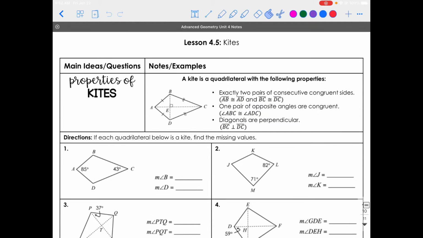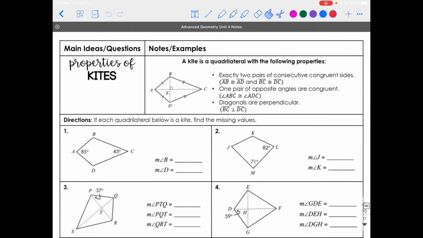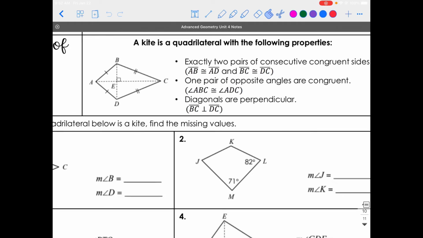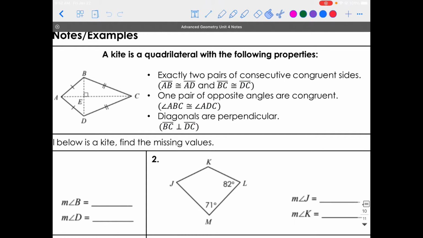Hey everyone, in this video we're doing the fifth and final lesson of the unit, which is 4.5 over kites. It is our last quadrilateral. And so a kite is just a little bit different from everything else that we've learned. So let's look at the kite.